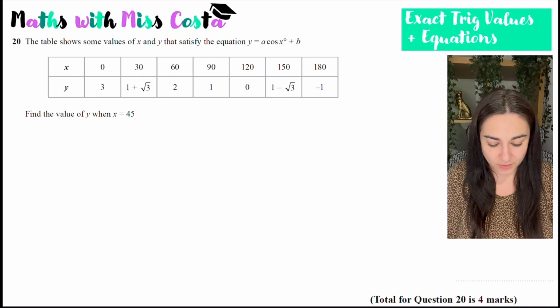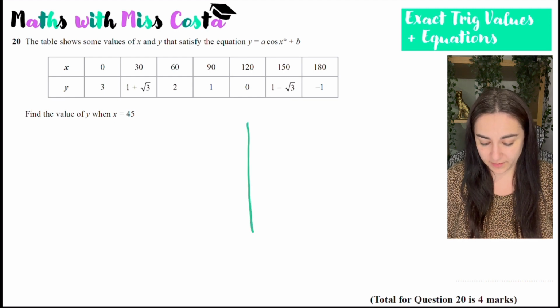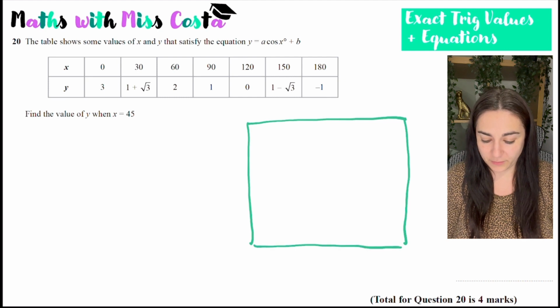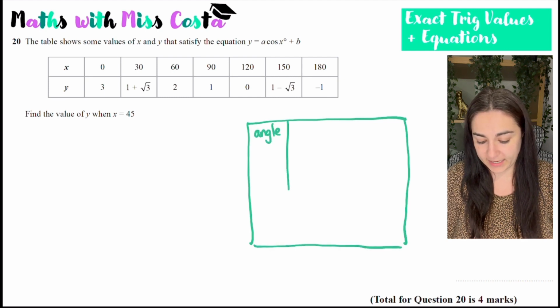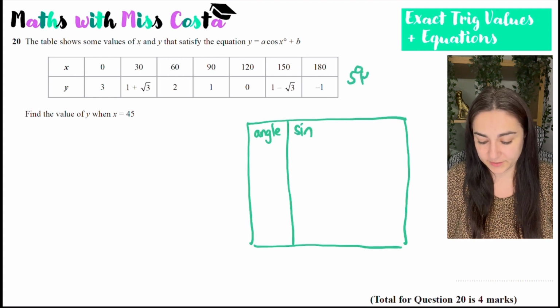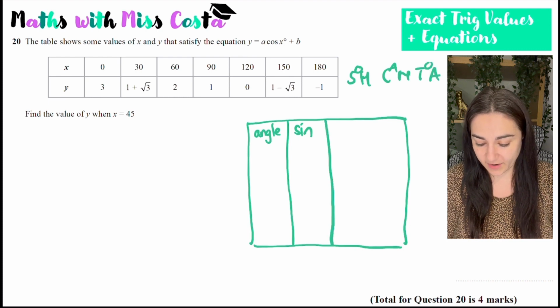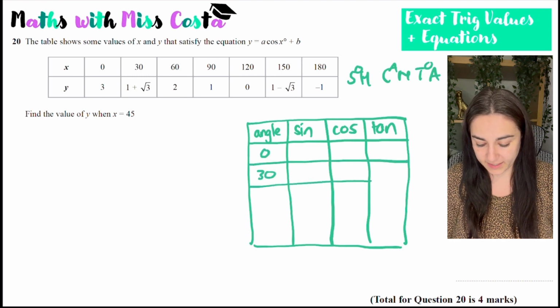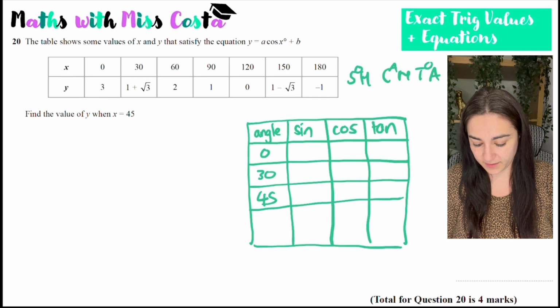So first of all, what I want to do, I'll write out the table here. You need to know how to figure out the values of, and when you're thinking of drawing out this table, just think to yourself, SOHCAHTOA. Okay, so what order is that said in? First I say sine, then I say cos, and then I've got tan. Okay, you need to know the values of each of these for 0, 30, 45, 60, and 90 degrees.